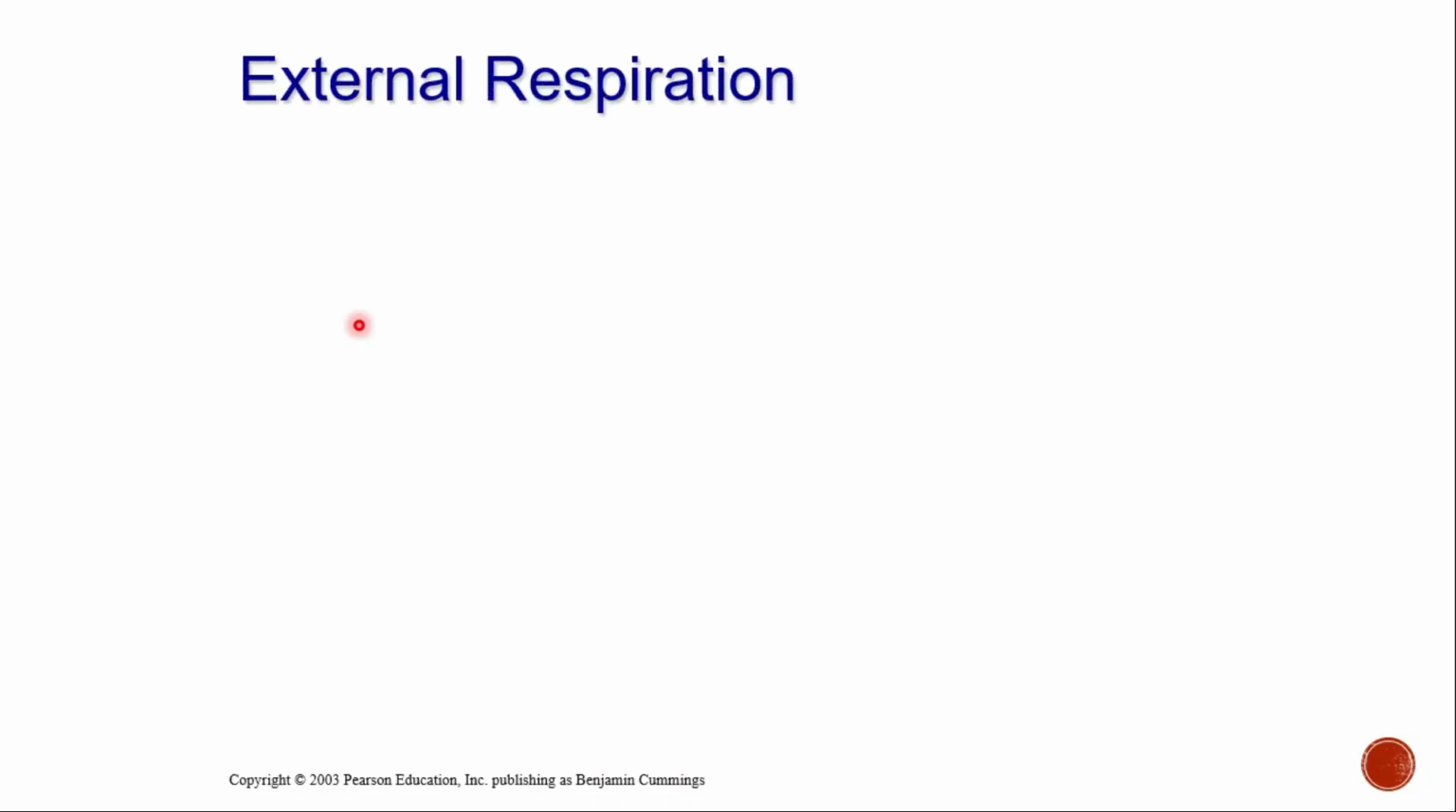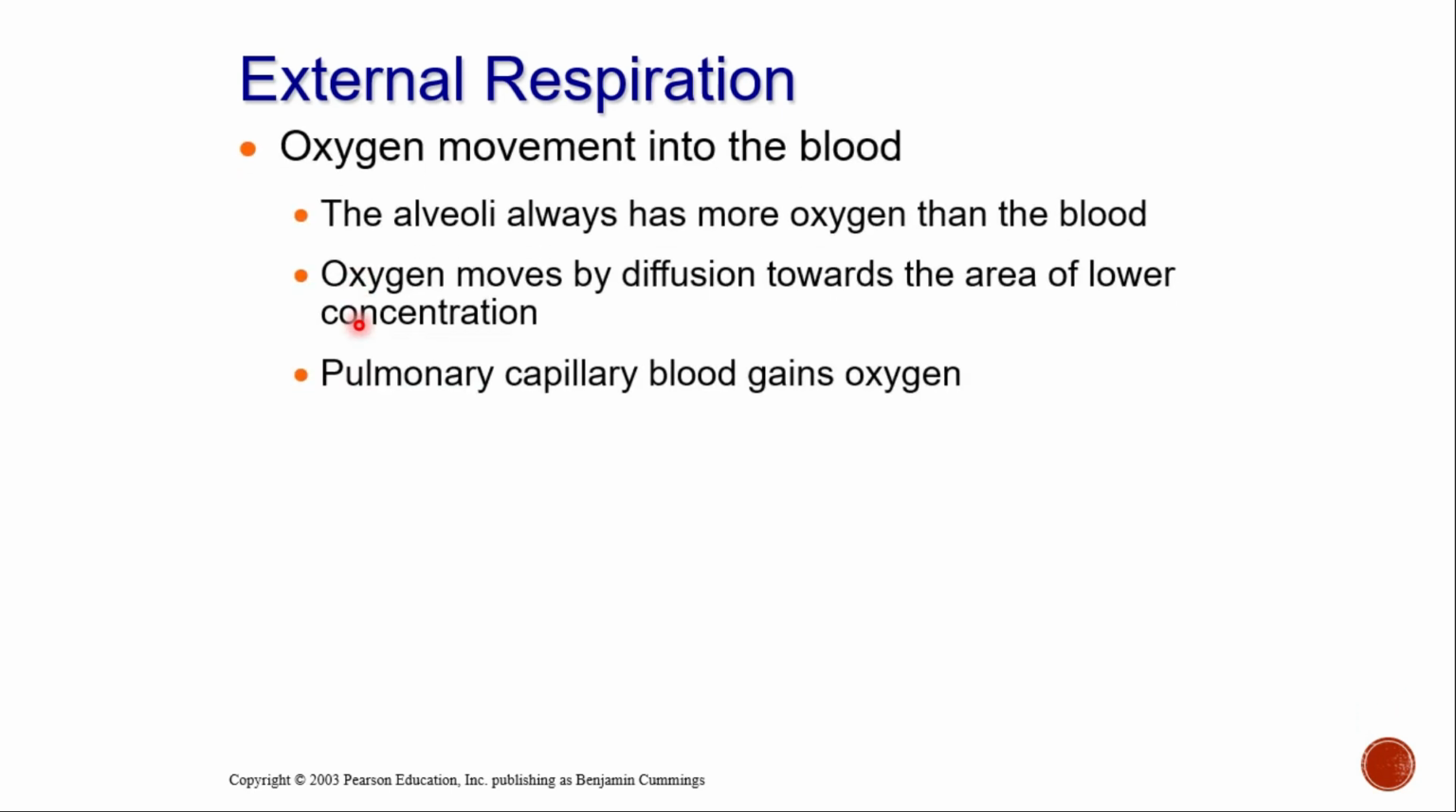External respiration. At the start of this presentation, we studied that there are two types of respiration: external respiration and internal respiration. So after studying all the mechanisms of respiration, now we can define both of these terms. What is external respiration? It is where oxygen movement into the blood occurs. In this case, the alveoli always have more oxygen than the blood. Oxygen moves by diffusion towards the area of lower concentration, and pulmonary capillary blood gains oxygen.